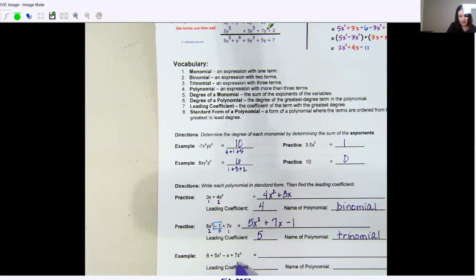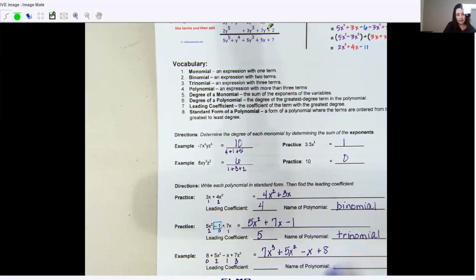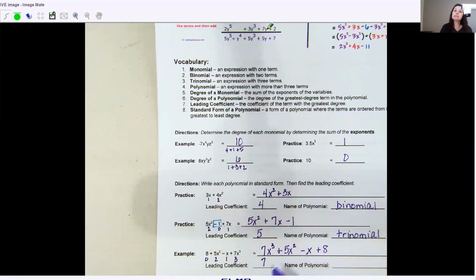Down here in this next one, I have a degree of 0, a degree of 2, a degree of 1, and a degree of 3, and I'm going to rewrite this in standard form. I have a positive 7x cubed. Okay. I have a positive 5x squared. I have a negative x and a positive 8. So that is in standard form. My leading coefficient is 7. And since this polynomial has more than 3 terms, we just refer to it as a polynomial.